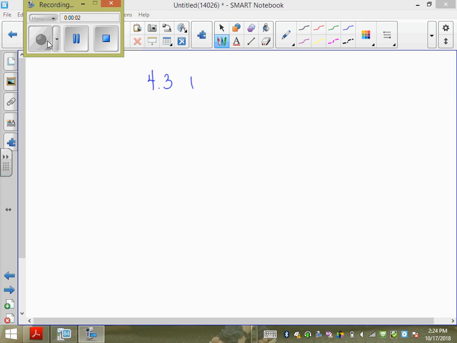4.3 trig ratios. We're just starting this today. In grade 10, I think most people in grade 11 use X, Y's, and R's, but for those of them that don't, in grade 10, we use SOHCAHTOA. So we're going to go over that.